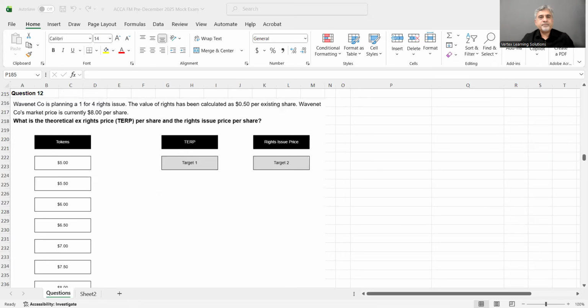Okay, we see here question 12. WaveNet company is planning a 1-for-4 rights issue. For every 4 shares, you are going to give 1 right. The value of the rights has been calculated as 0.5 per existing share. WaveNet Company's market price is currently $8 per share. What is the TERP, the theoretical ex-rights price, and the rights issue price per share?